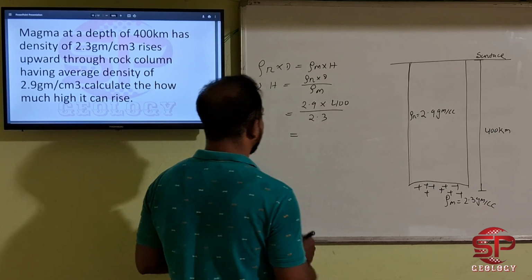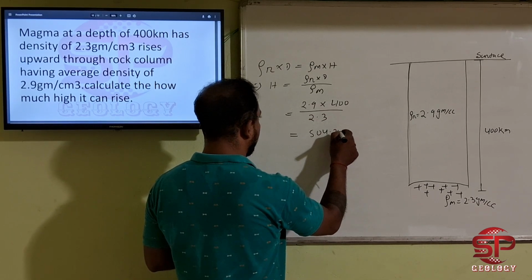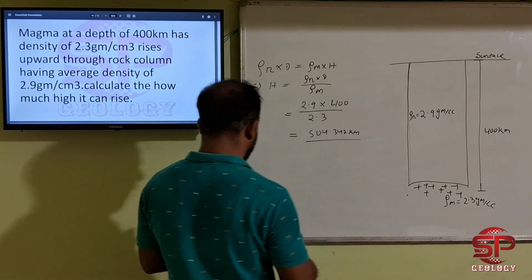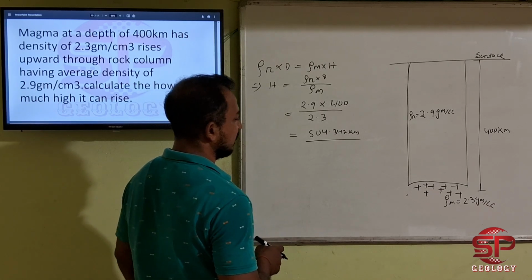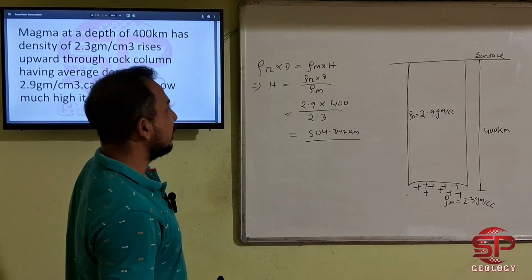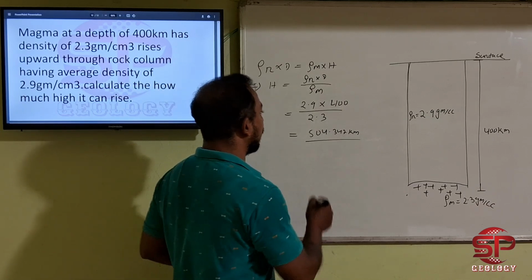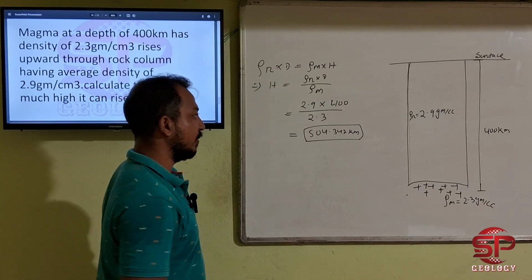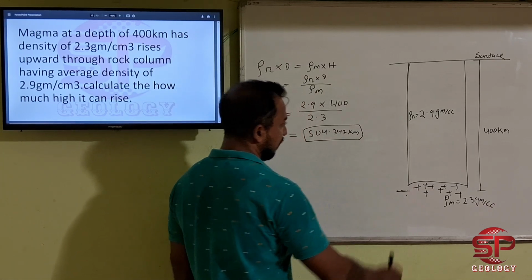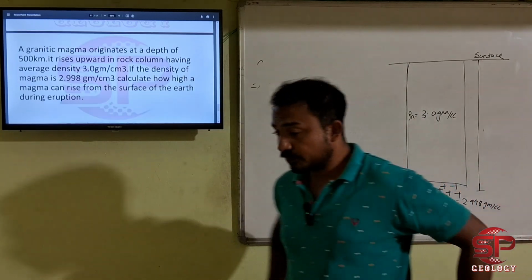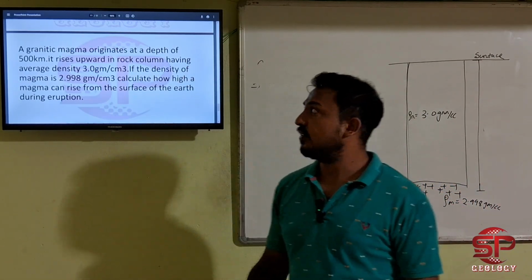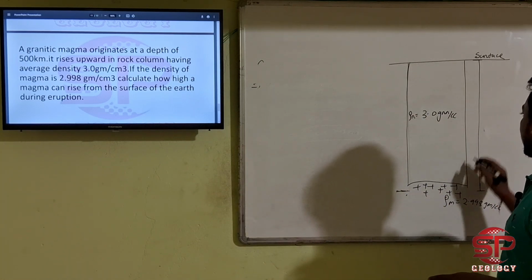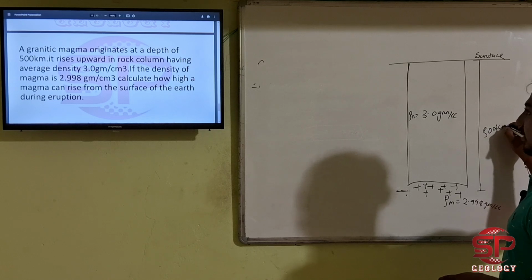It will be 504.347 kilometers. So from this depth, it will rise up to 504.347 kilometers. It is a theoretical thing; it will not literally rise, just for calculation. Now, granitic magma originates at a depth of 500 kilometer, so the depth is 500 kilometer.